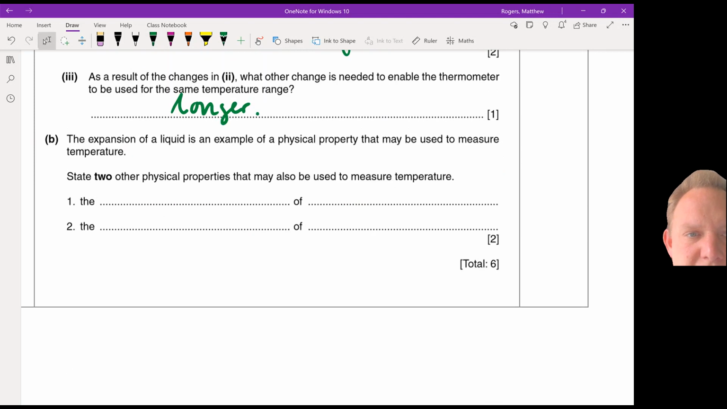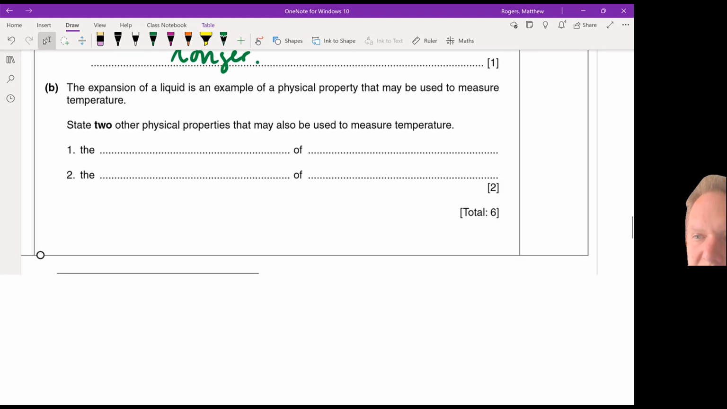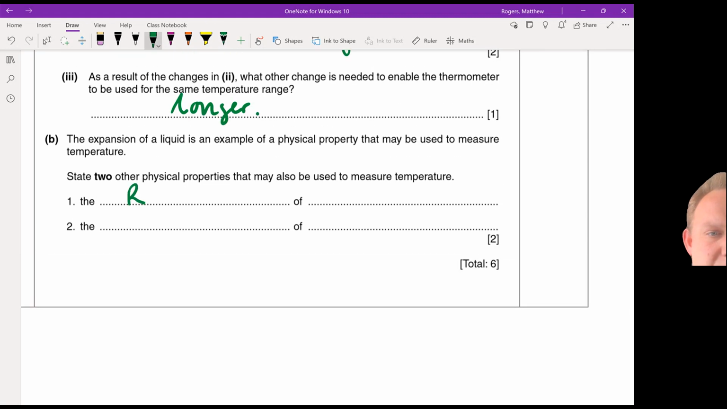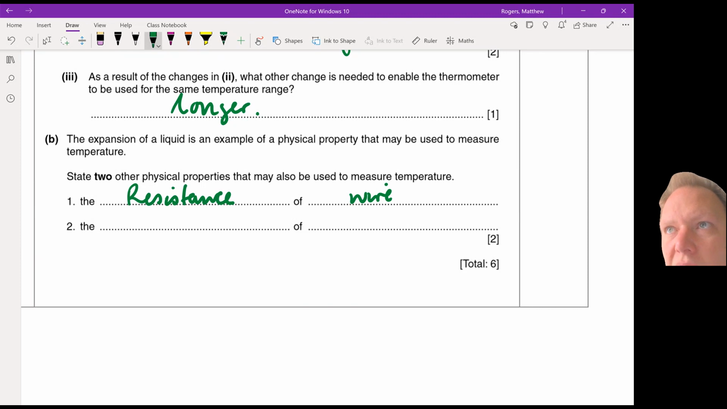Last part: expansion of a liquid is an example of a physical property that may be used to measure temperature. State 2 other physical properties that may be used to measure temperature. So there's actually lots of pairs we could put in here. We could do something to do with an electrical circuit. So that might be the resistance of a wire, might be the resistance of a thermistor, which would be even better than the resistance of a wire. We could talk about conductance instead of resistance.